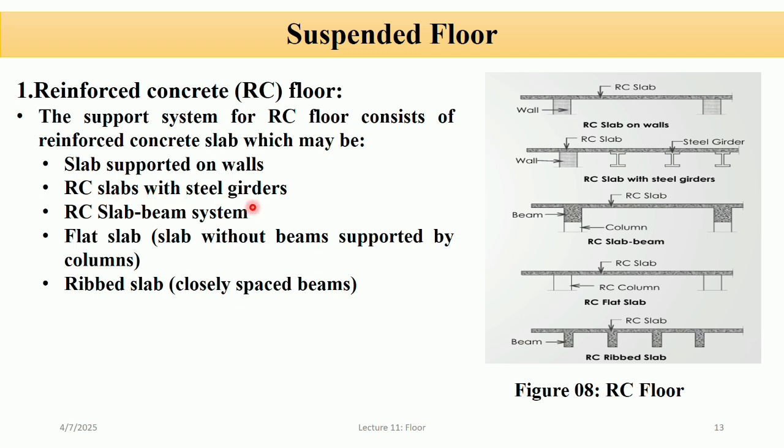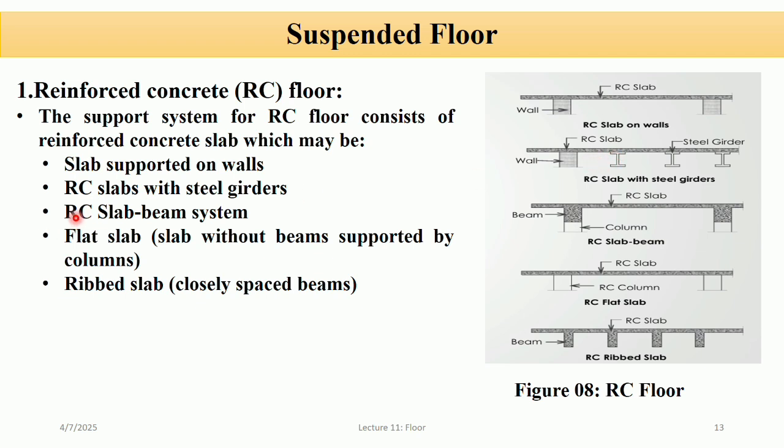RC slab with steel girders. In this, the slab is placed over steel girders instead of concrete beams. This system combines steel and concrete and is often used in industrial buildings. Steel girders carry loads and transfer them to columns.